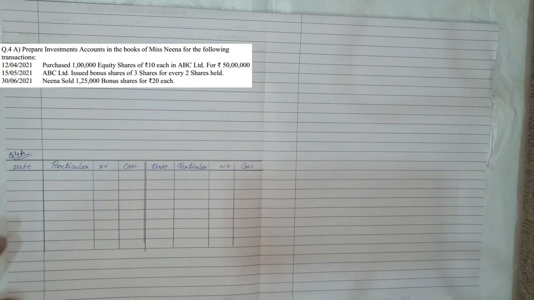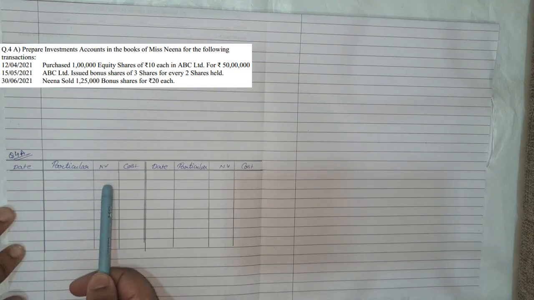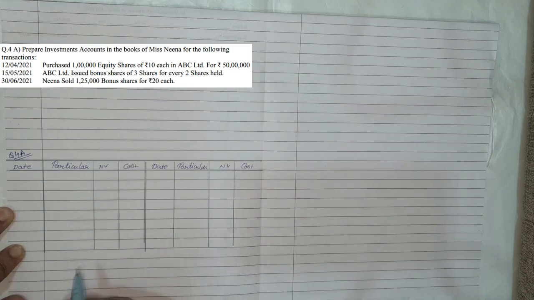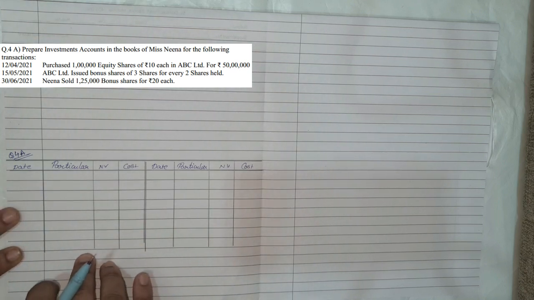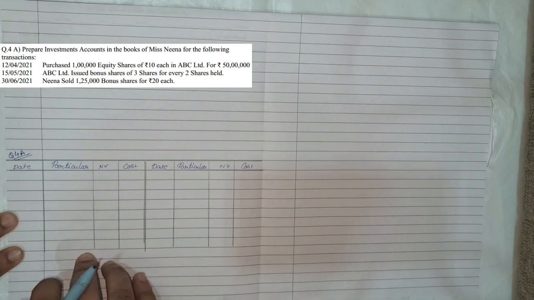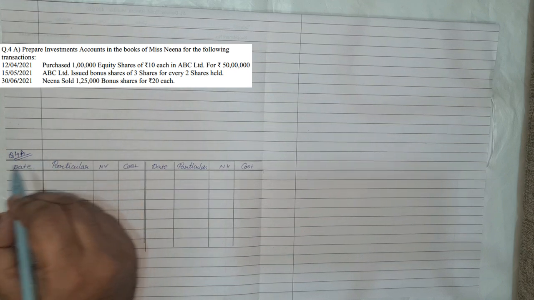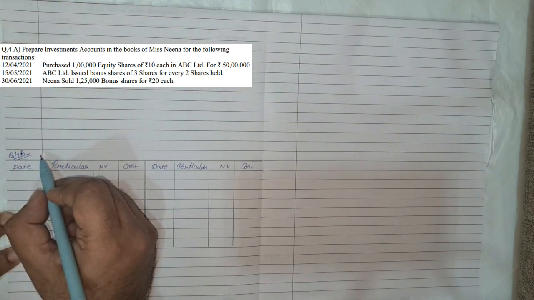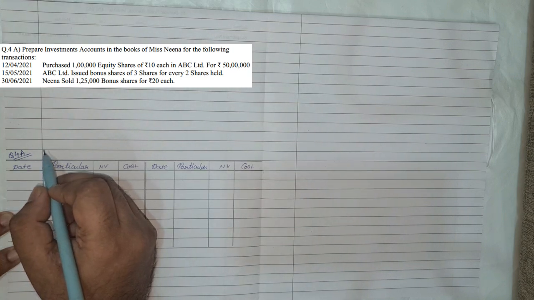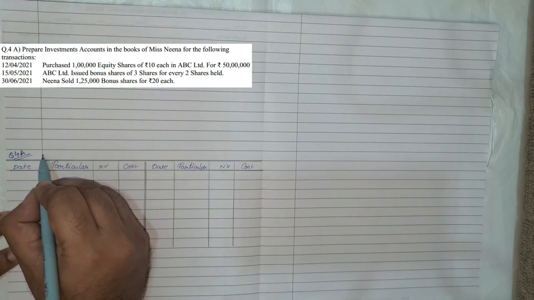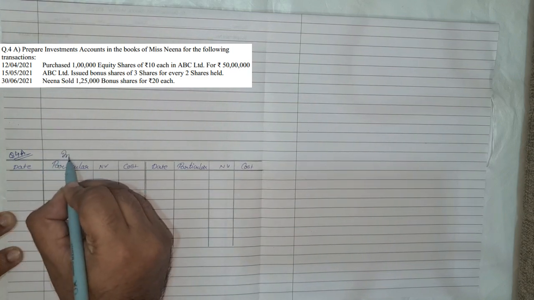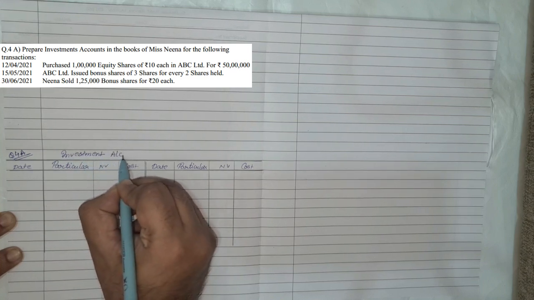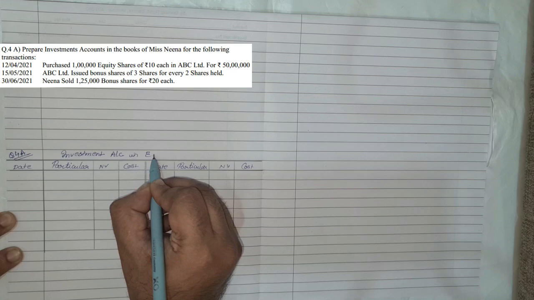Okay, so I've made the format: date, particulars, nominal value, cost, date, particulars, nominal value, cost. Since there is no dividend, we have ignored that column. You can even make that column and keep it. So chalo, first note down the heading. This is in the books of Nina. It is investment account in equity shares.